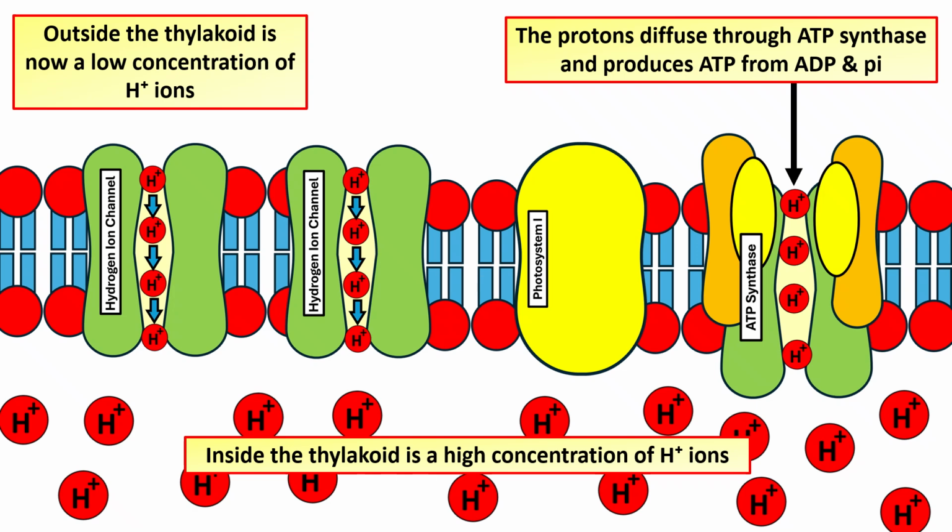Inside the thylakoid now has a high concentration of hydrogen ions. Outside the thylakoid, there's now a low concentration of hydrogen ions. Therefore, the protons diffuse through ATP synthase, which produces ATP from the ADP and Pi.